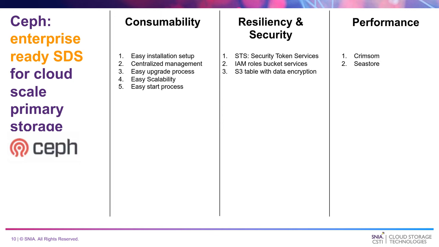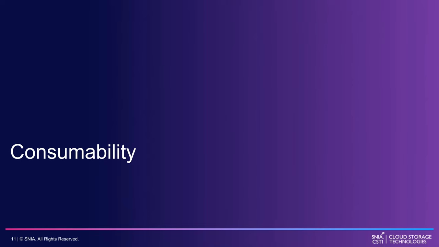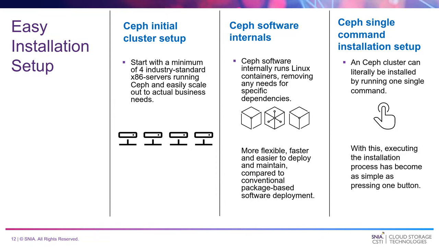The second one is resilient security. The third one is performance, which we have Tushar talk about specifically. So let's talk about consumability first. I would say there are several areas. Number one is the setup, right?